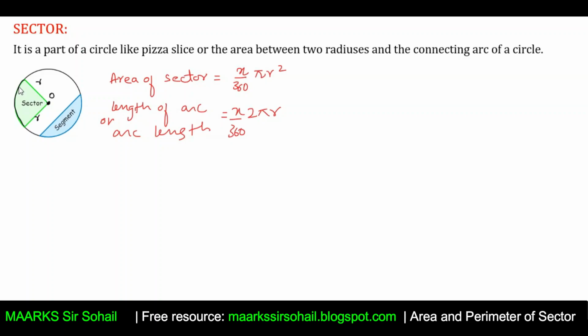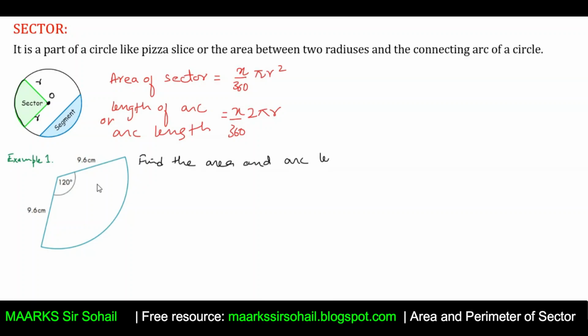Now if we want to solve a question when we are given a radius and a sector, how can we solve it? Example 1: we are given a sector with the angle 120 degrees and the radius, which is 9.6 centimeters. The question is: find the area and arc length of the sector.